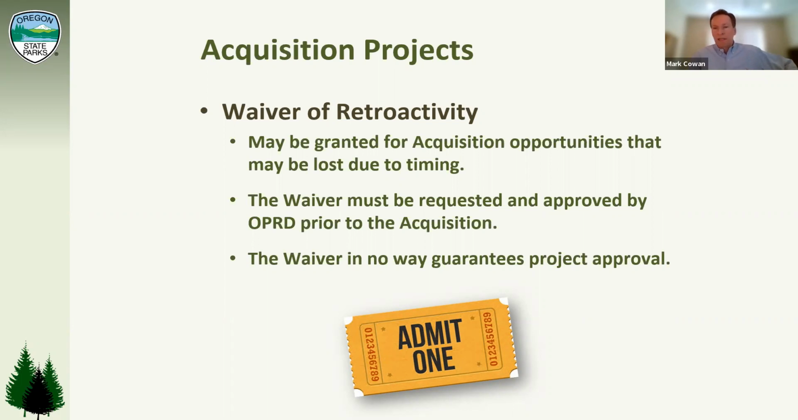If you can document that in a letter, send that to us, and you're requesting basically admission into the next grant cycle, we can send you a waiver of retroactivity, basically giving you permission to apply in the next grant cycle for acquisition assistance. It gets you into the next grant application, even though you've already purchased the property, and there's no guarantee that you'll get approved, but at least it does get you into the next grant cycle with the possibility of maybe getting some grant assistance for that acquisition.